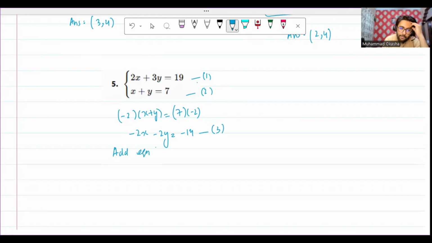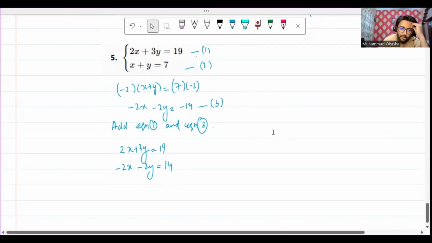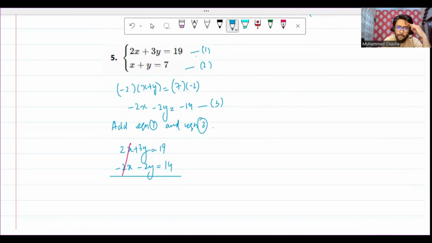Now add equation 1 and equation 3. So equation 1 is 2x plus 3y equals 19. And equation 3 is -2x, -2y equals -14. So first things first, 2x will cancel out. So we're finding out y first. We can do that, that's not a problem. 3y minus 2y equals y. 19 minus 14 is 5.